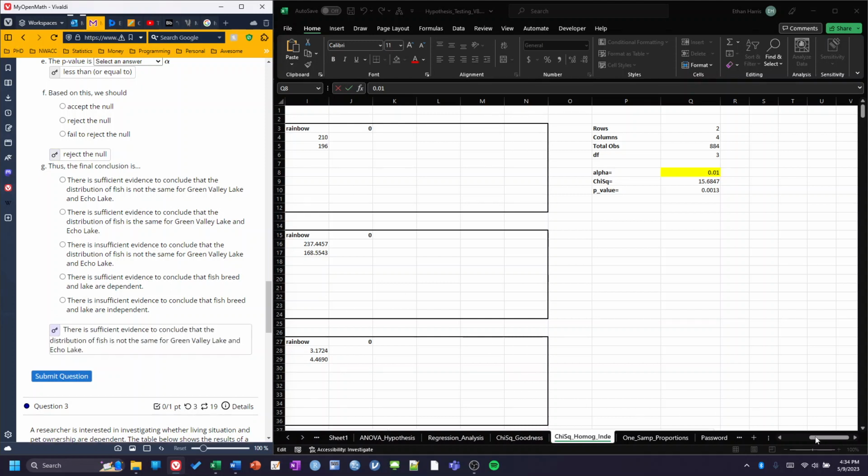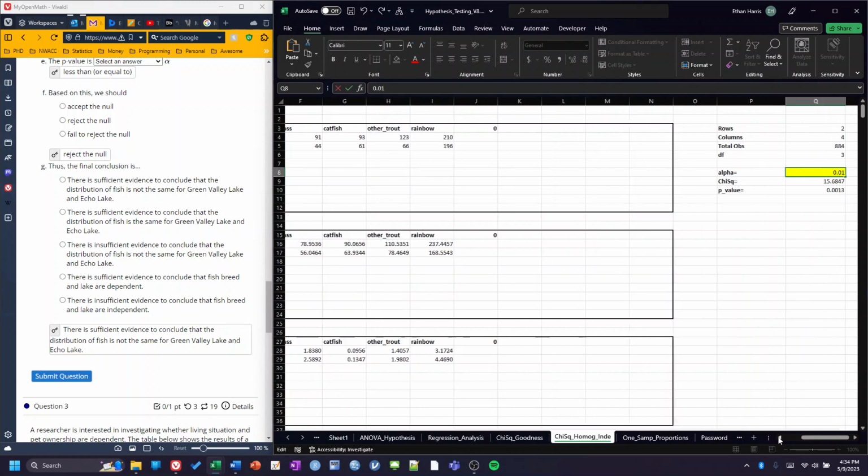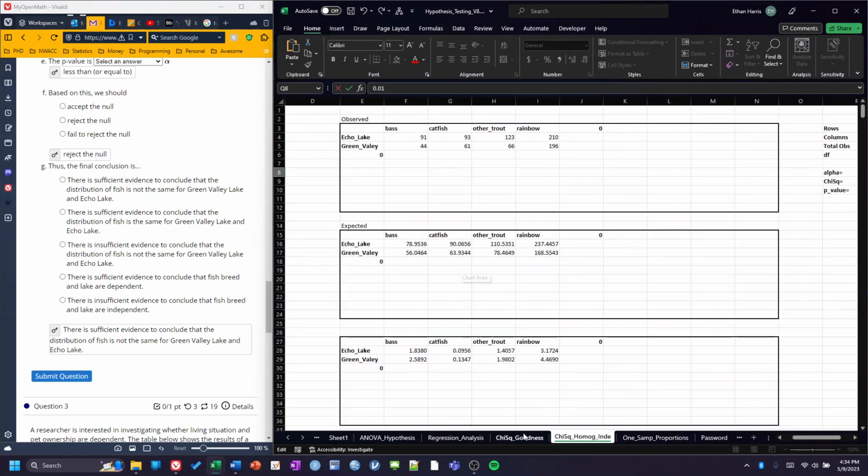Let's take a little bit of a deeper dive into this, and see where the big differences were. The big differences were in the rainbow trout. Notice in Echo Lake, we saw 210, and if there was the same distribution between the two, we would have expected to see 237. So that was a kind of a drop there. In Green Valley, we saw almost 200, but we expected to see only 170. So Green Valley overperformed and Echo Lake underperformed.